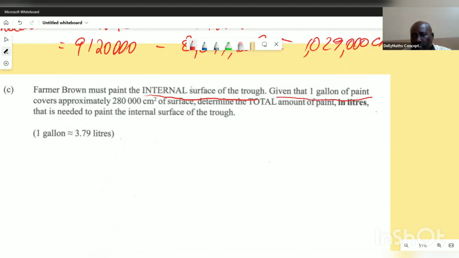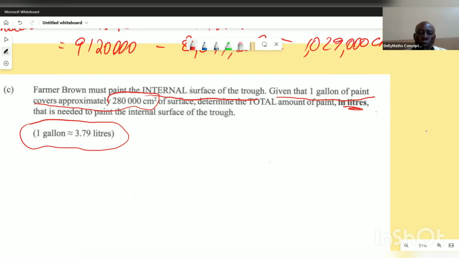Given that 1 gallon of paint covers approximately 280,000 cm² of surface, determine the total amount of paint in liters that is needed to paint the internal surface of the trough. All right, so in other words, 1 gallon is equivalent to 3.79 liters. The thing is that we want the answer in liters. We could focus on that later.